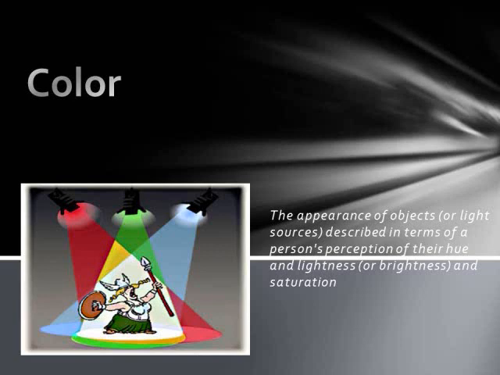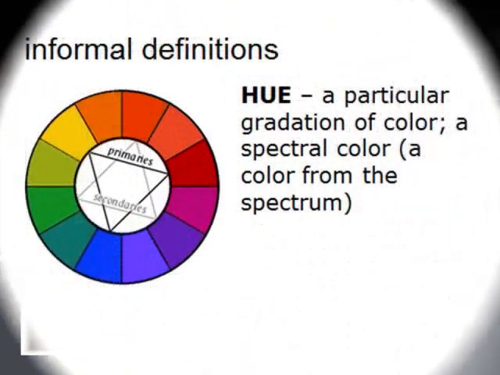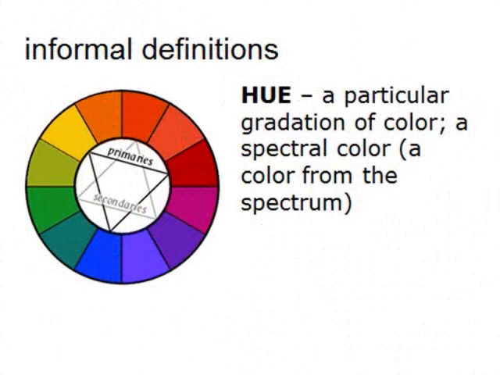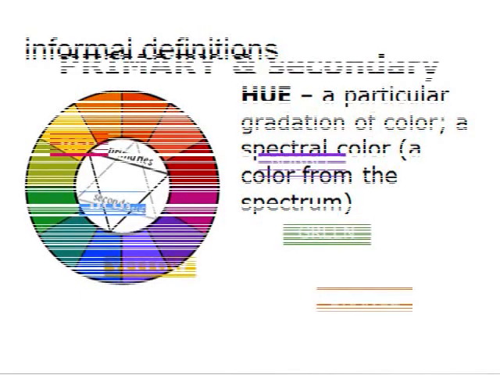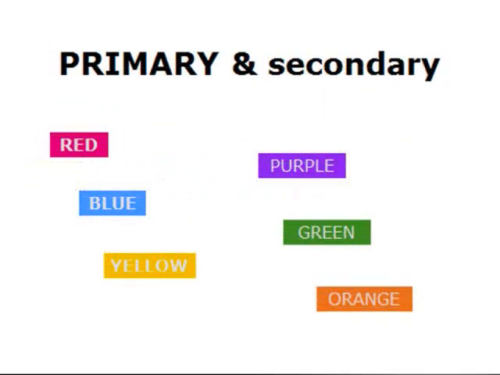Color is the appearance of objects or light sources described in terms of a person's perception of their hue and lightness or brightness and saturation. Hue is a particular gradation of color, or a spectral color. Primary colors are red, blue, and yellow, and when mixed together, for example, blue and yellow, make a secondary color like green.